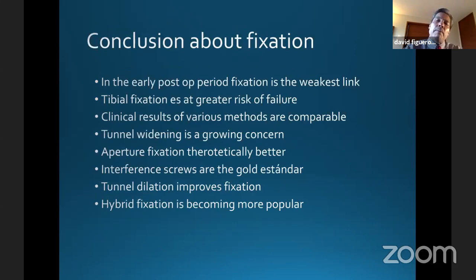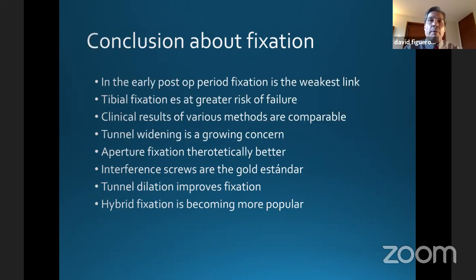In conclusion about fixation, in the early post-op period, fixation is the weakest link. Tibial fixation is a greater risk of failure. Clinical results of a lot of methods are very comparable. Tunnel widening still is a concern. Aperture fixation theoretically is better. Interference screws are usually the gold standard. Tunnel dilation improves fixation, especially in tibia. And consider sometimes hybrid fixation, which is becoming more popular.